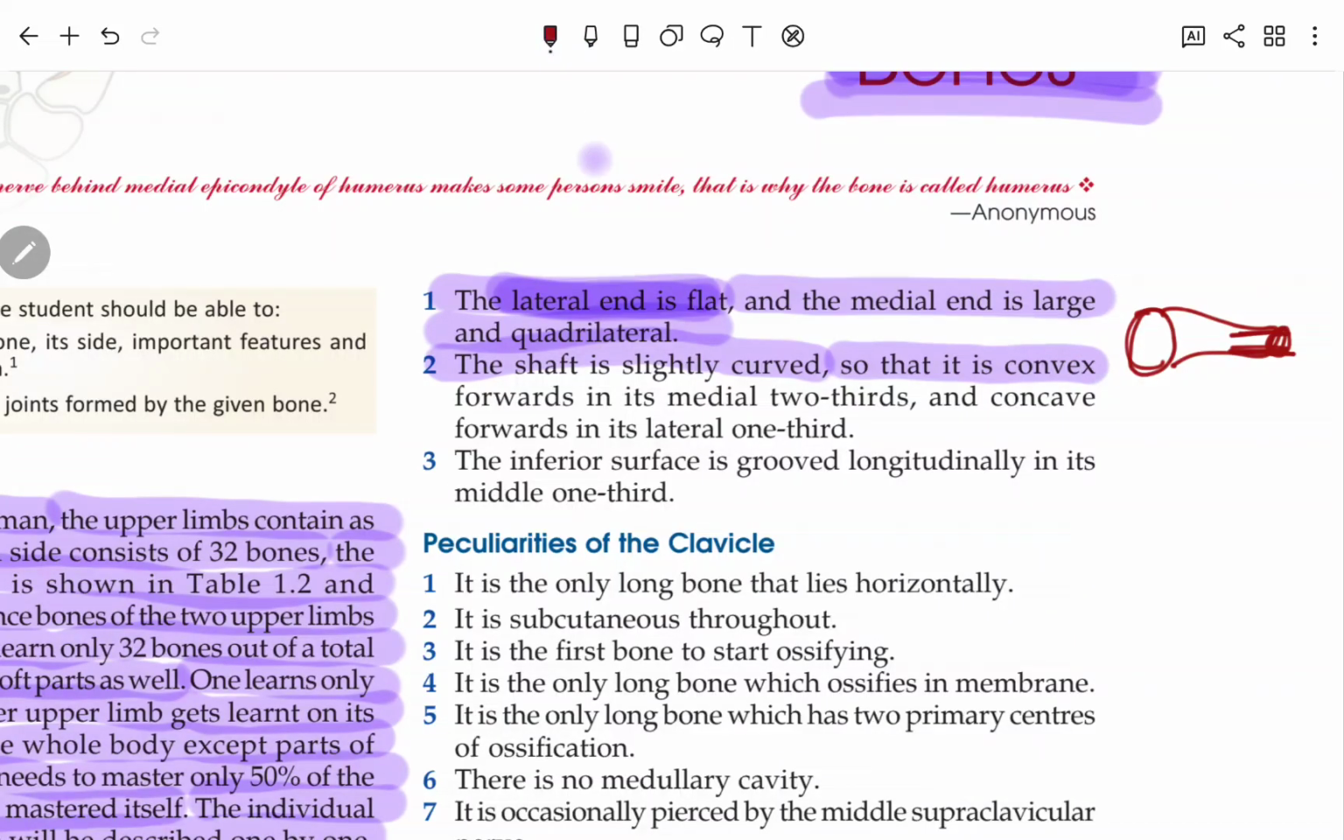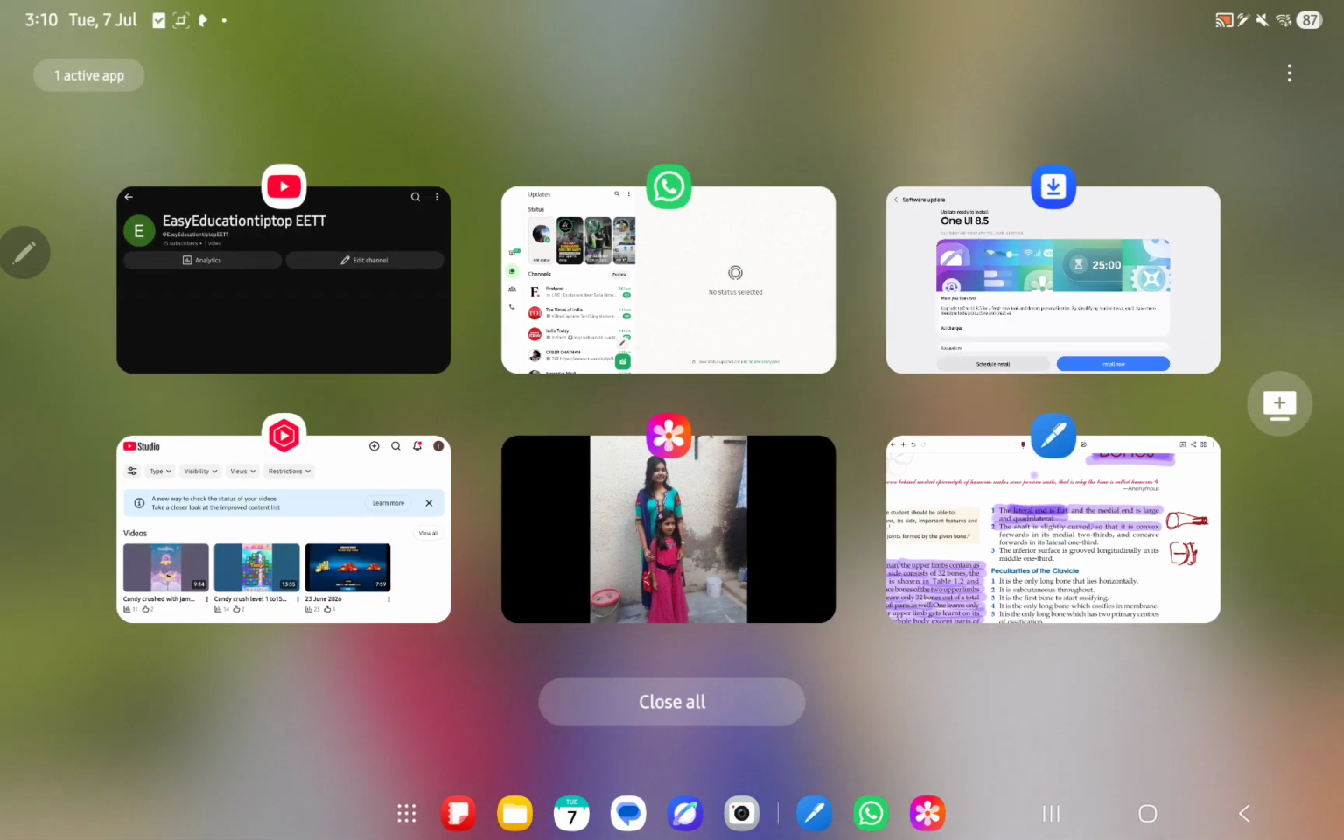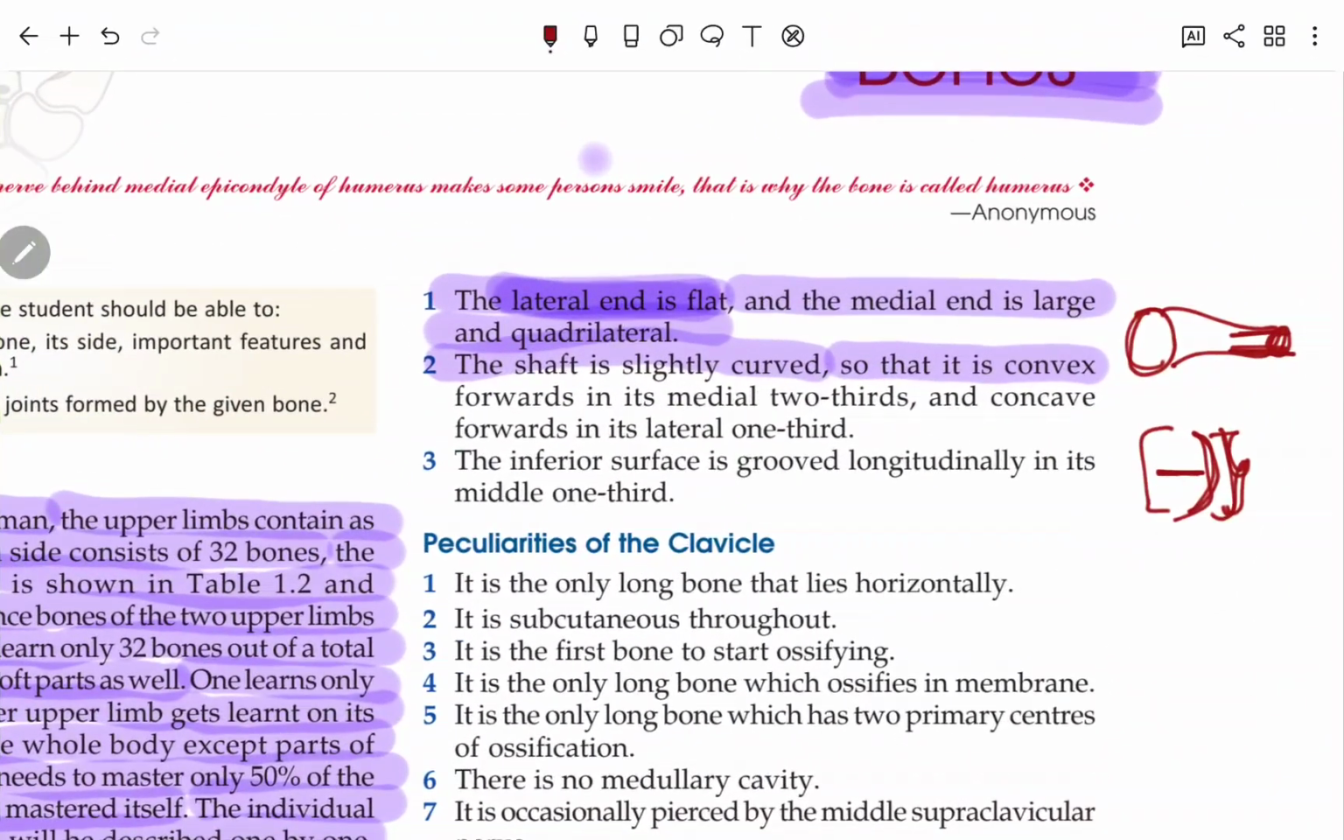Convex means this part is convex, this part is concave. Cave means a place which is inside, dark, a cave where the ancestors used to stay. Remember it that way. This is concave.